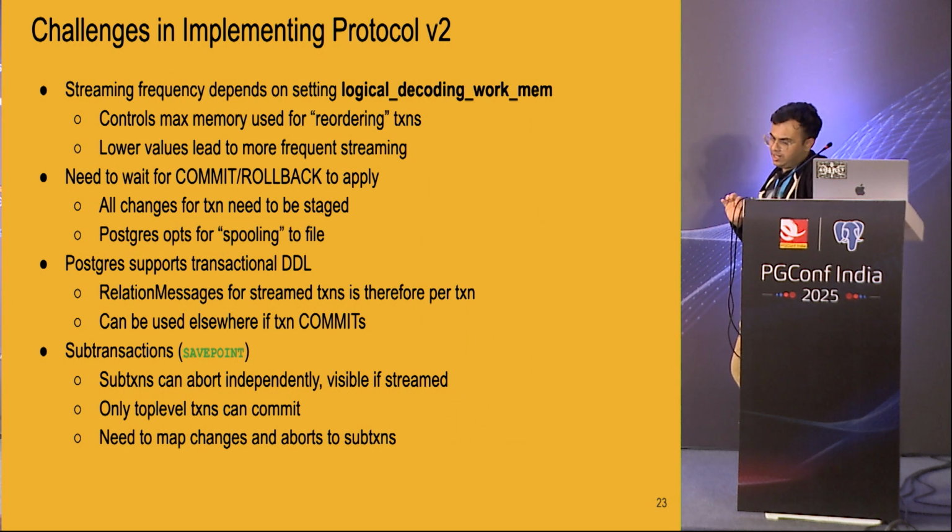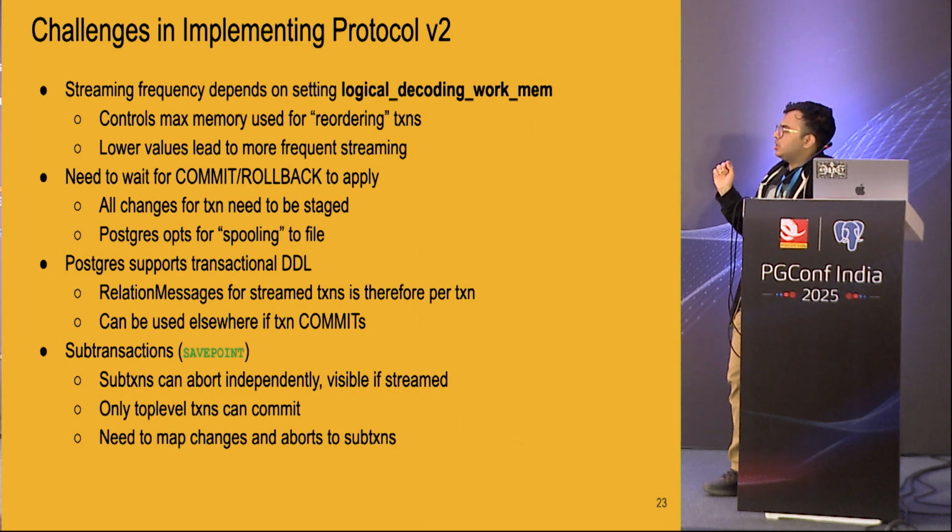The last issue is regarding sub-transactions. Sub-transactions in Postgres use the syntax called savepoint and then rollback to savepoint. Now the issue with sub-transactions is they can abort independently. So I can have a top level transaction that's going on, I create a savepoint and then I can roll back to the same point. So some of the transaction is aborted, but not all of it.